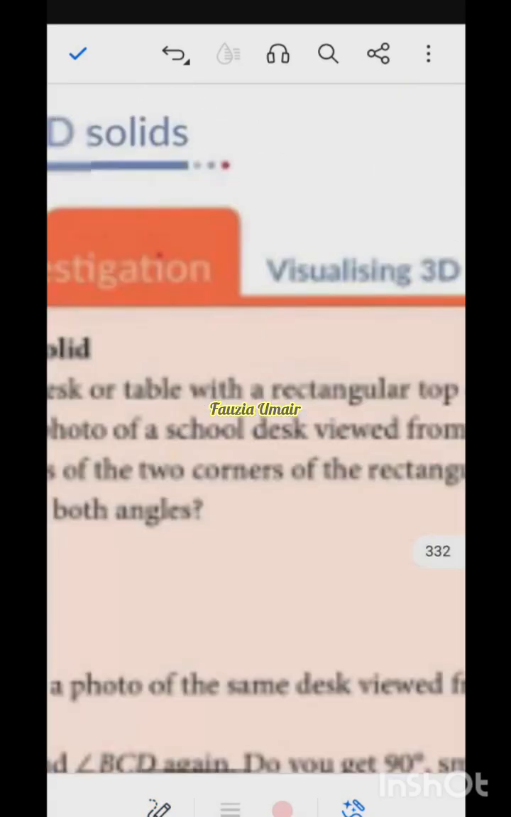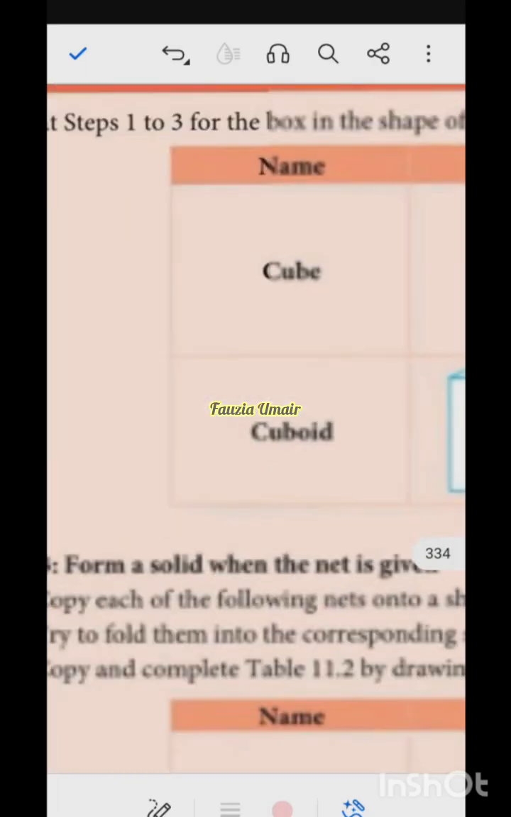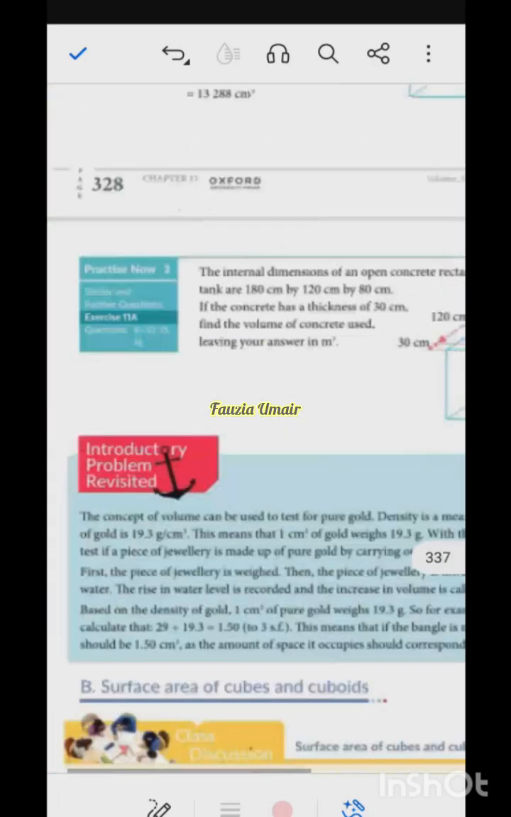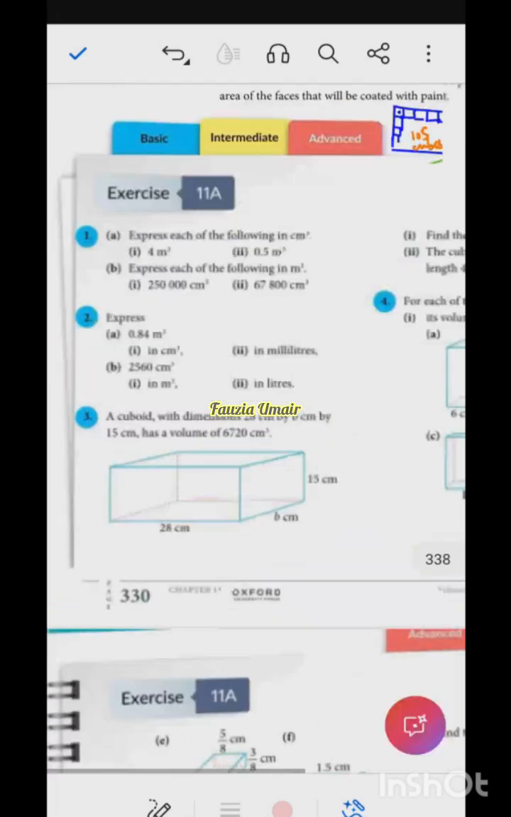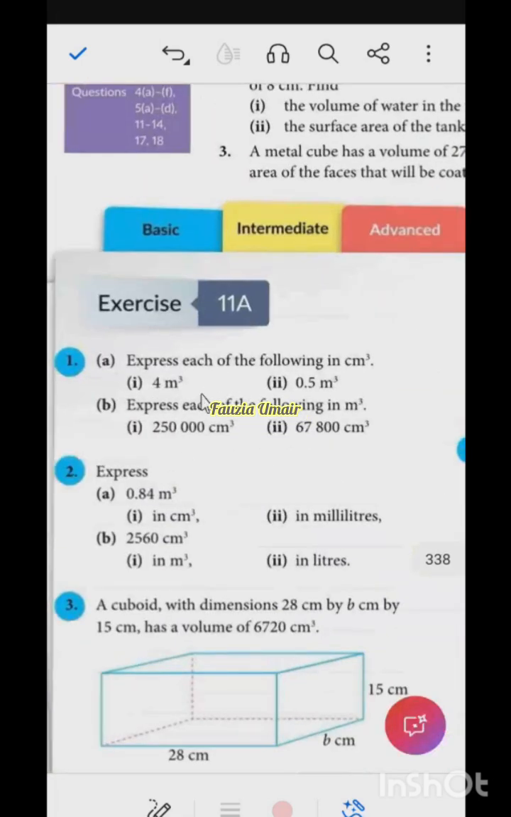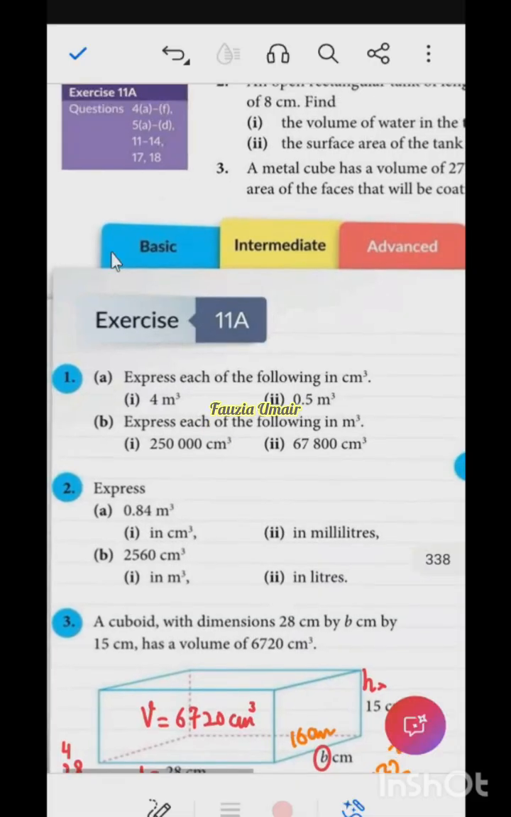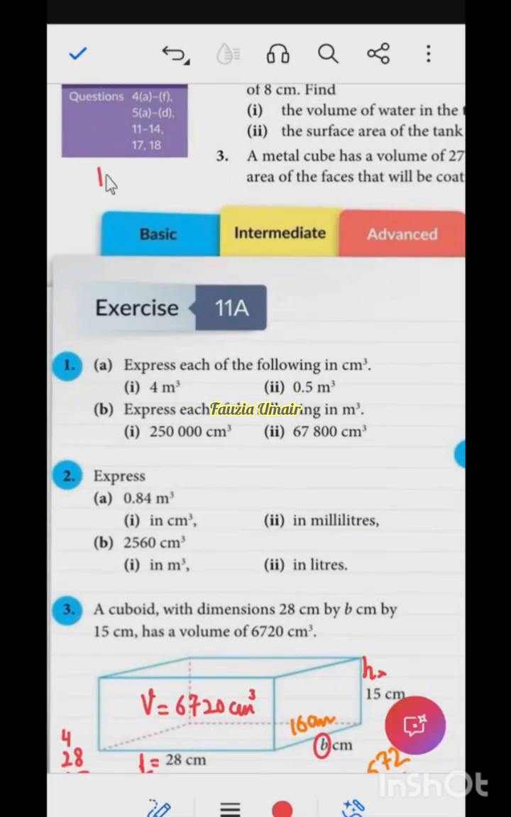Let me show you the exercise now. Okay, so now let's solve question number 1 and 2. We will remember while solving questions 1 and 2 that 1 milliliter is equal to 1 cubic centimeter, and 1 liter is equal to 1000 milliliter.